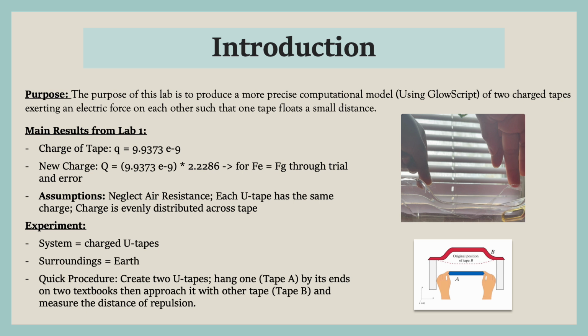The result from the last one was that we found the charge on the tape was 9.9373 times 10 to the negative 9th. Then we computed through trial and error that the new charge on the tape was 9.9373 times 10 to the negative 9 times 2.2286, so that the electric force was equal to the gravitational force. In this experiment, we assumed that air resistance was negligible, each U-tape had the same charge, and the charge was evenly distributed across the tape. Also, the system was the charged U-tapes, and the surroundings were Earth.